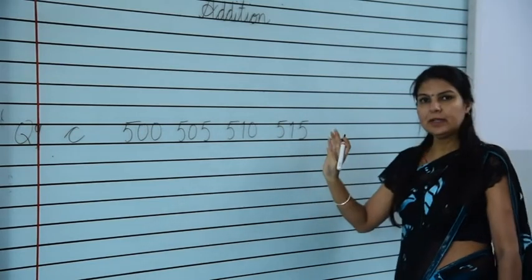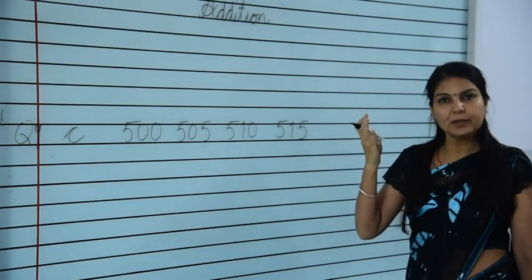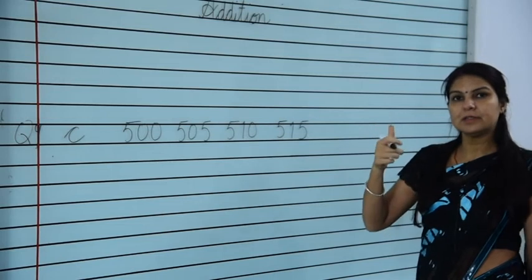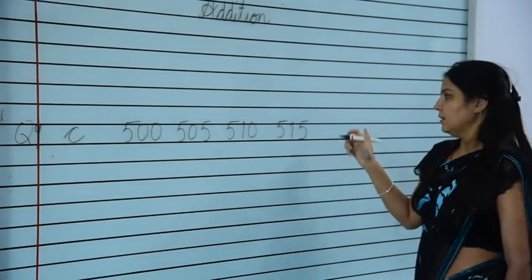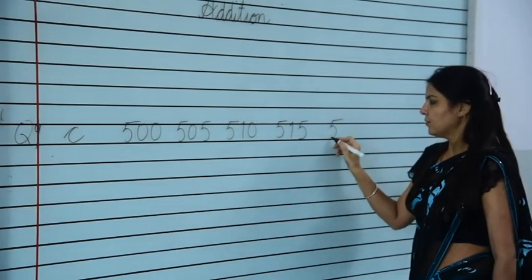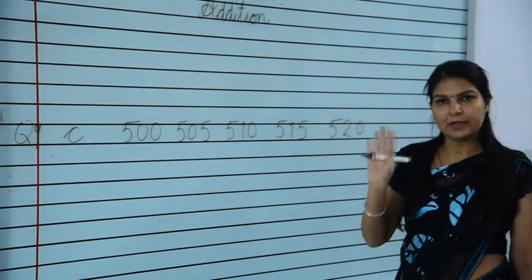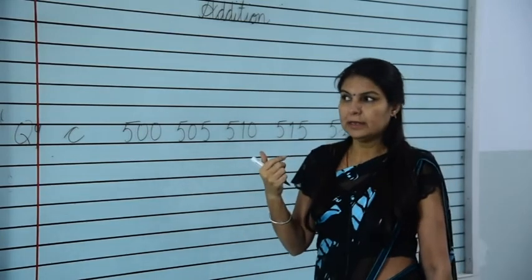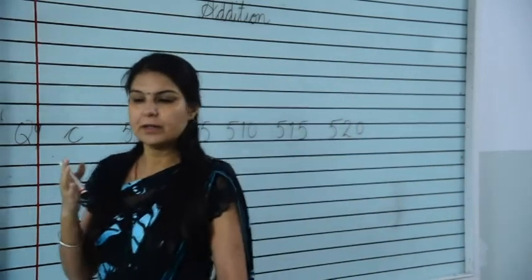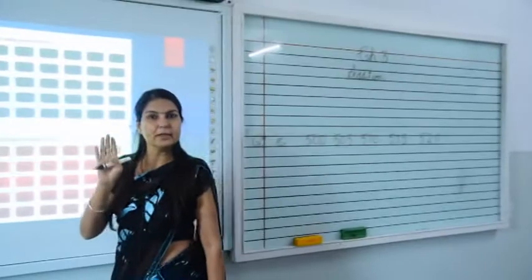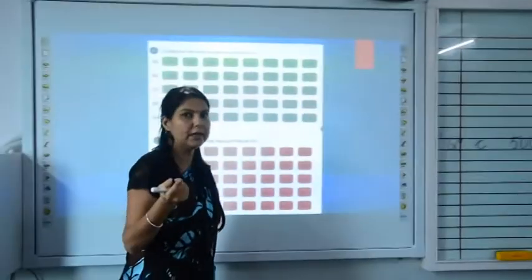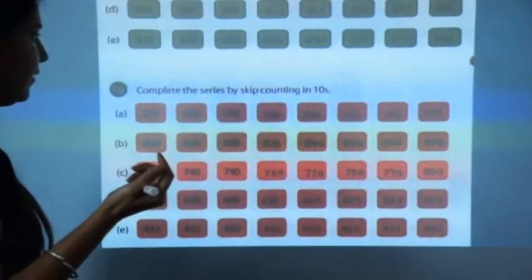So we will write 515. After 515, again we will skip 4 numbers and we will write the number which is coming at the 5th place. It will be 520. Now you can count these numbers on your fingers very easily. I told you in the addition sums also, if you are having any problem, then you can write the numbers on your fingers and then count easily. I hope you have understood.